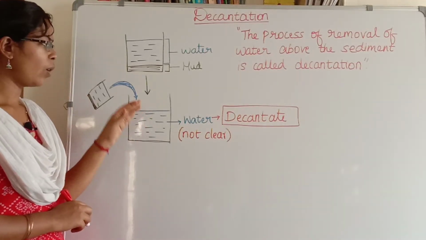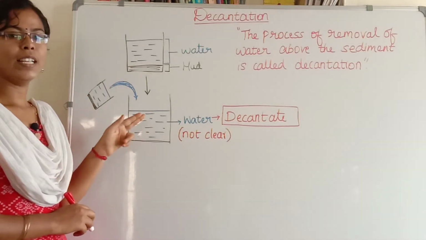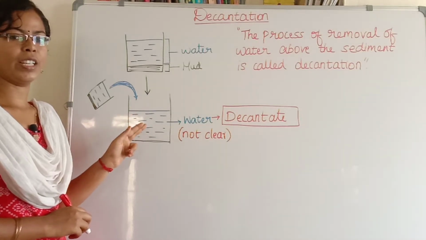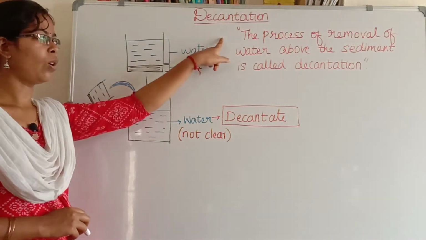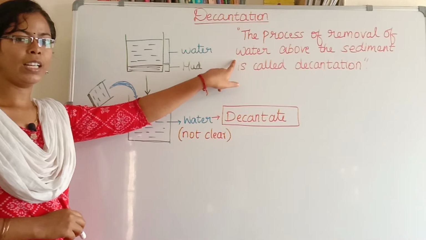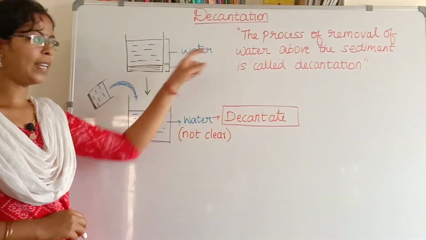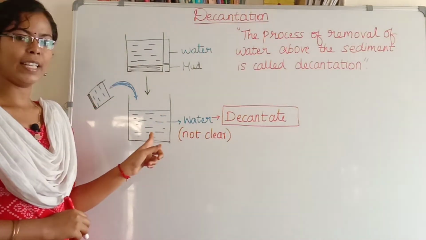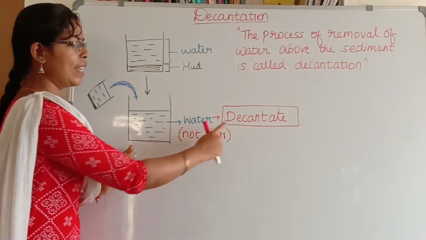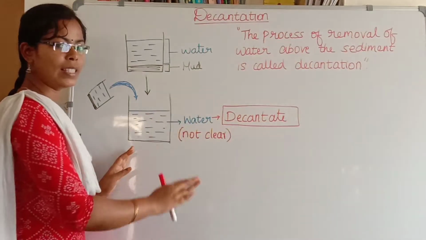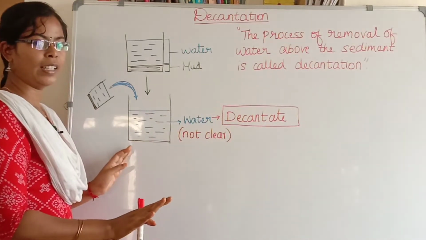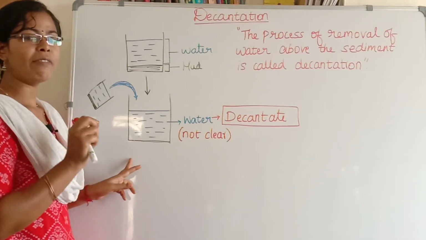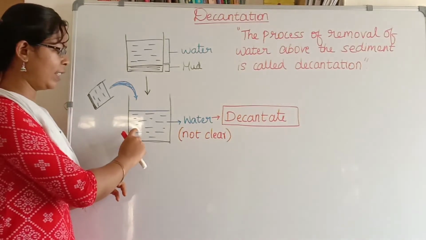And this process of transferring the water is known as decantation. Decantation is a process of removal of the water which forms above the sediment. This water is called as decantate. But still this water is not clear. It has very fine soil particles in it.